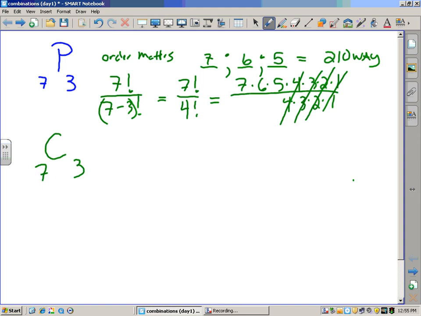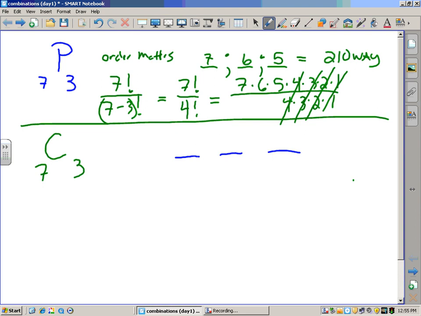So what's the big difference here? If I have that as a permutation right there, C7 pick 3, that's a combination. How does that make a big difference? I know the answer is going to be different, but what does it really mean in English, the difference when we're looking at a pattern?